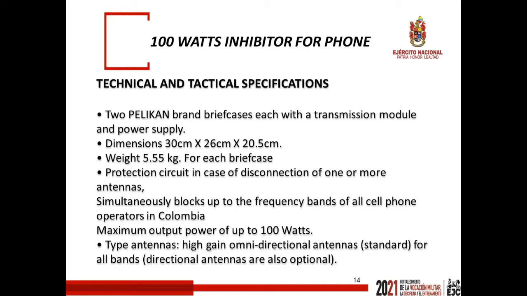for each case. The protection circuit, in case of disconnection of one or more antennas, simultaneously blocks up to the frequency bands of all cell phone operators in Colombia. Maximum output power of up to 100 watts. Antenna type: high gain omnidirectional antennas, standard for all bands. Directional antennas are also optional.